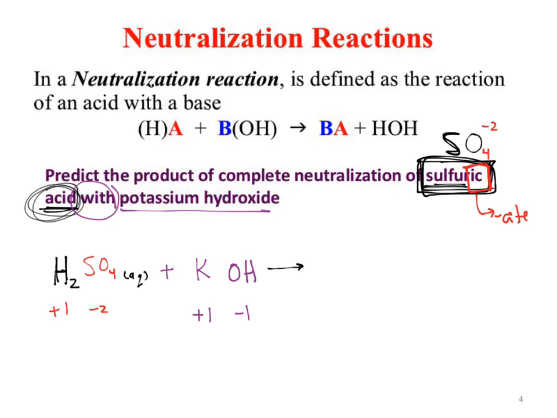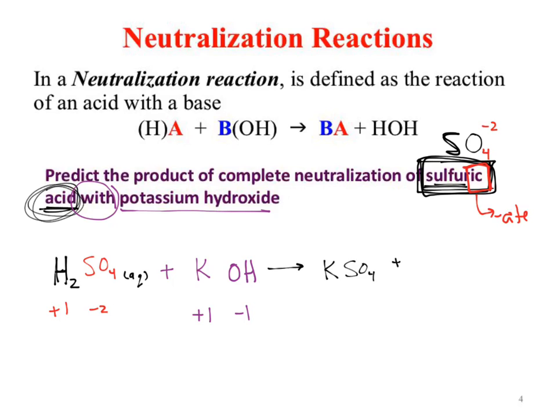Next part. We need to go through our exchange. What is B in our equation? B fits with the OH. There's our hydroxide. B is our potassium. So we could write our potassium. What is A? The A is now our sulfate. I don't have any information about the phases, so let's not worry about that yet.